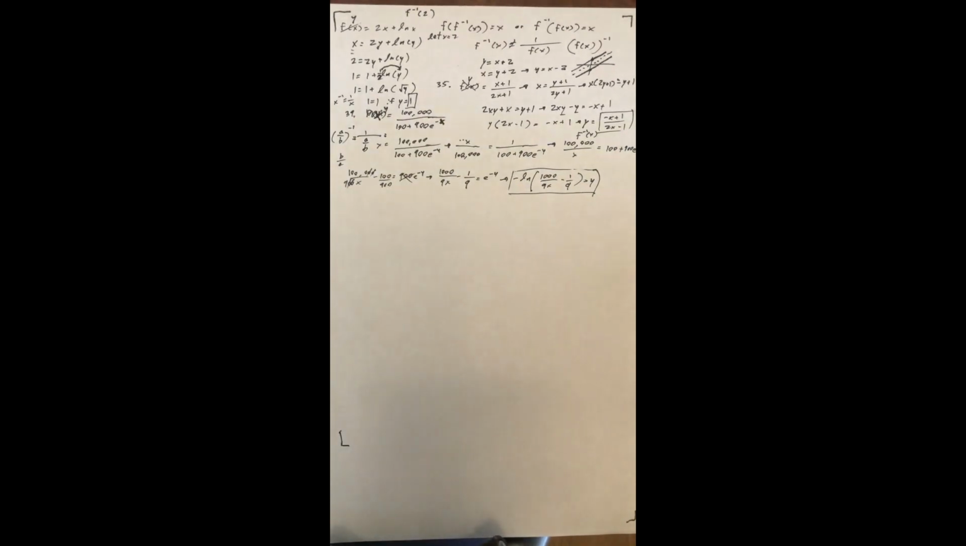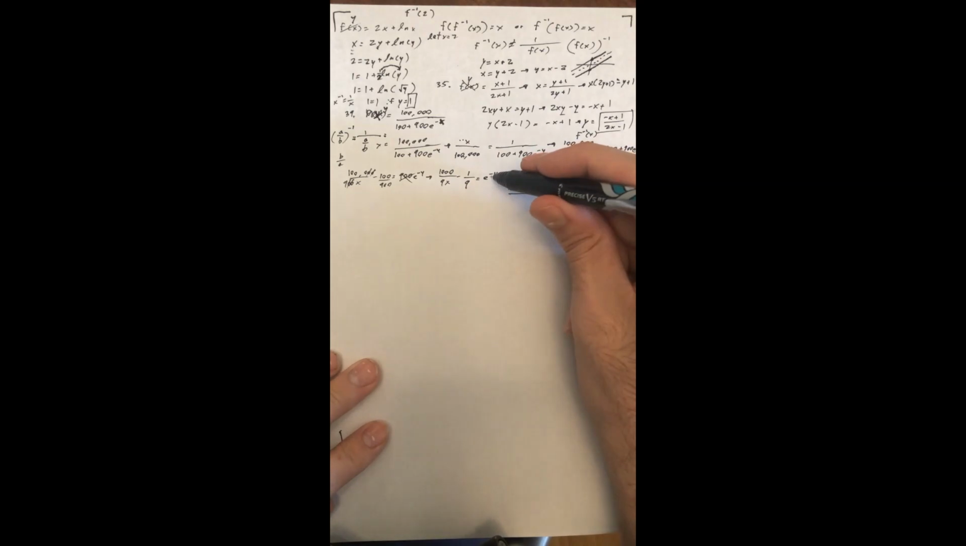So what did I do there? If you have e to the y is equal to x, then y is equal to the natural log of x. I just took the natural log of both sides, and then since you get a negative y out front, I just moved it over to the other side, just multiplied by negative 1 basically. So that's your answer there.